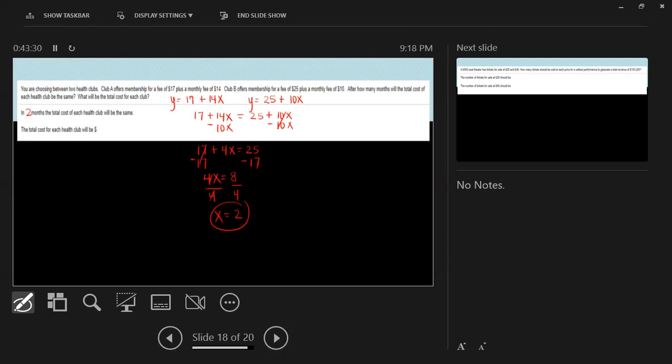Now I need to determine what that value is. So you can choose either equation, 17 plus 14x, or the 25 plus 10x. I'm going to do the 25 plus 10x. So that'd be 25 plus 10 times 2. So that'd be 25 plus 10 times 2 is 20. And when you do 25 plus 20, you get 45. So that would be $45. So the total cost for each health club will be $45. All right, and that's how you would do an item similar to this one.